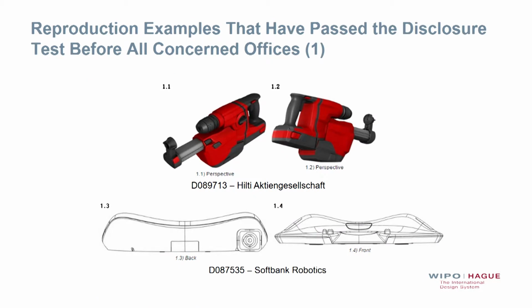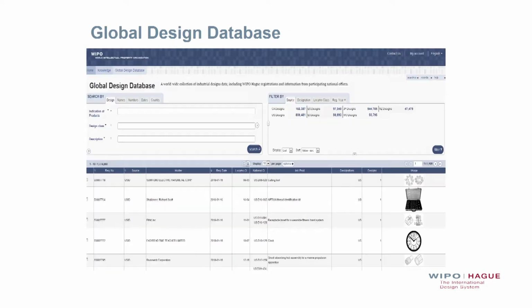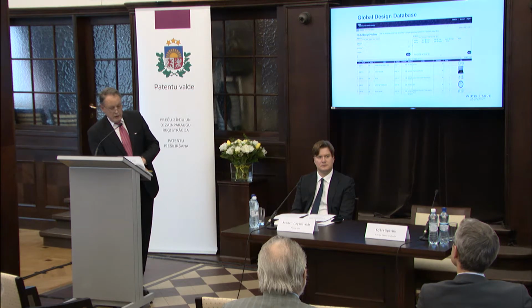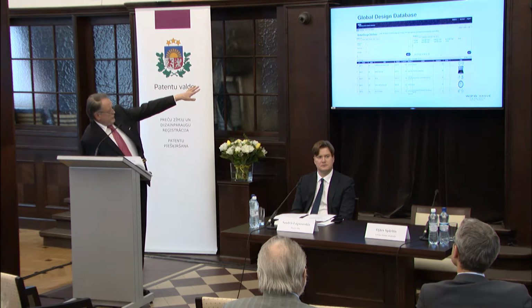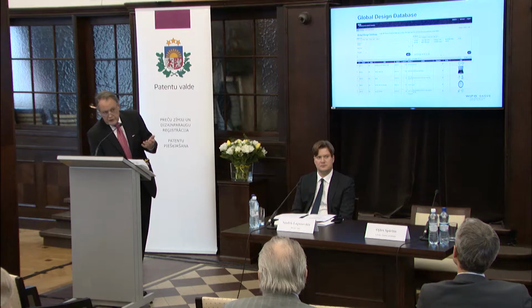Here are just examples of some international designs which are past the substantive examinations, as well as, of course, the examination within the International Bureau. Now, the Hague Express and the global design database. As you see, the interface is practically the same. You will have a look at the search by tool. You may find the registration by design, just the name of design.